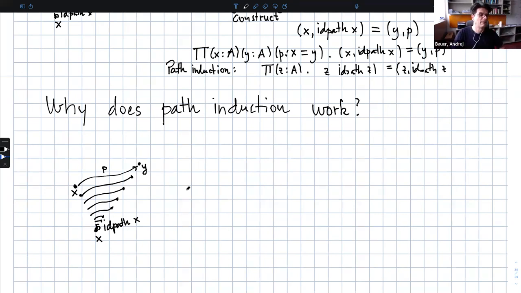But if I'm allowed to move the endpoint, I can do this in a pathway way. Then I employ the homotopy invariance. I say, okay, I want to do something with P. But if I do it with the identity path, then I should be able to transfer whatever I'm doing with the identity path to P along this homotopy. That's why path induction is not such magic.